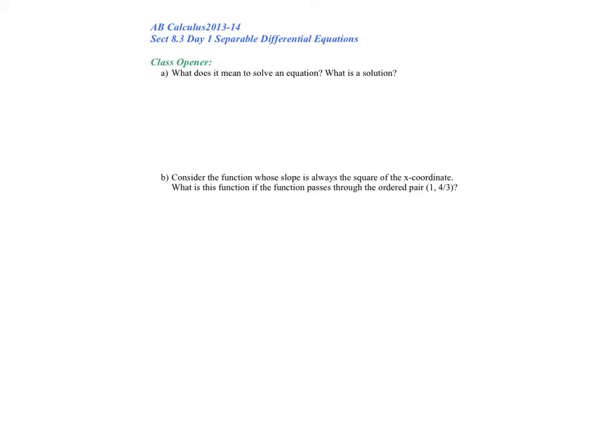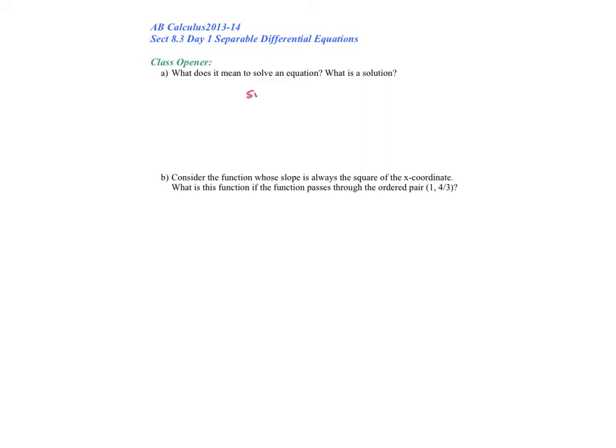8.3, day number 1, separable differential equations. As a quick class opener, you can ask yourself this and pause the video. But what does it mean to solve an equation? And what is a solution? So to solve an equation, we find a solution.